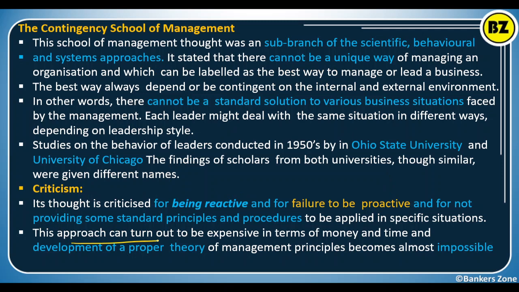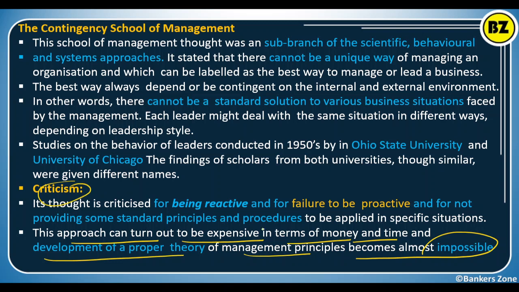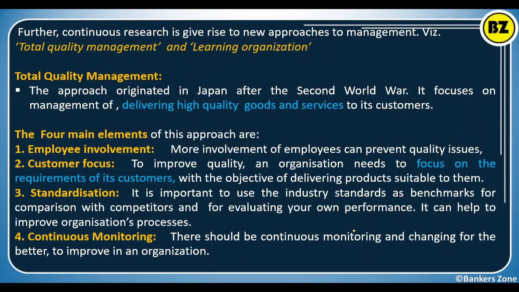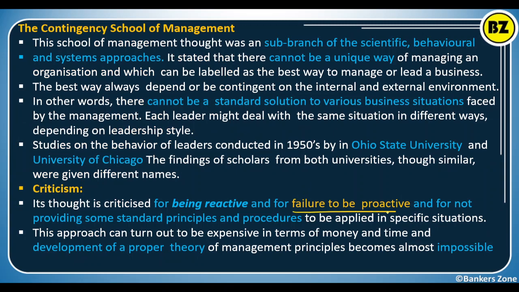Now this approach can turn out to be expensive in terms of money and time, and development of a proper theory or management principle becomes almost impossible. So according to this theory, we cannot develop principles which are proven. Development of principles is almost impossible based on this theory, because it is just a reactive theory. It is not proactive, so failure is likely. If you are not doing anything, obviously you will get failure, right?